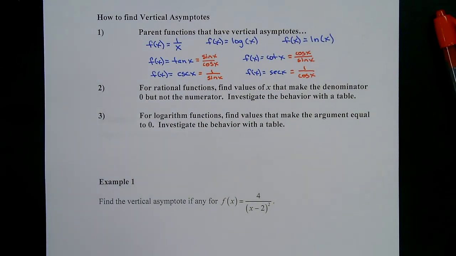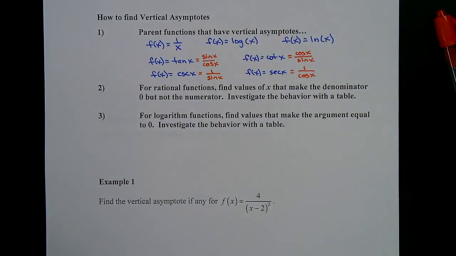So for rational functions, you want to find values of x that make the denominator 0, but not the numerator. If it makes the numerator 0, that's going to be a hole. And then we want to investigate the behavior with a table or use number sense. For logarithm functions, find the values that make the argument equal to 0. The argument is what you're taking the log of. And then you can investigate the behavior with a table, or picture in your mind what the graph would look like.